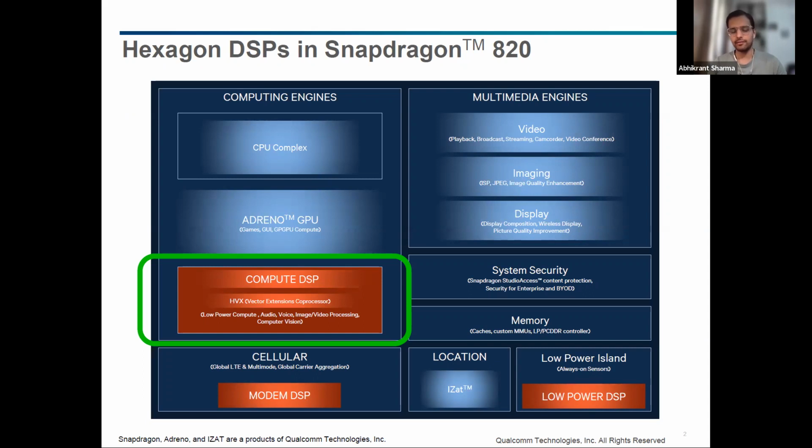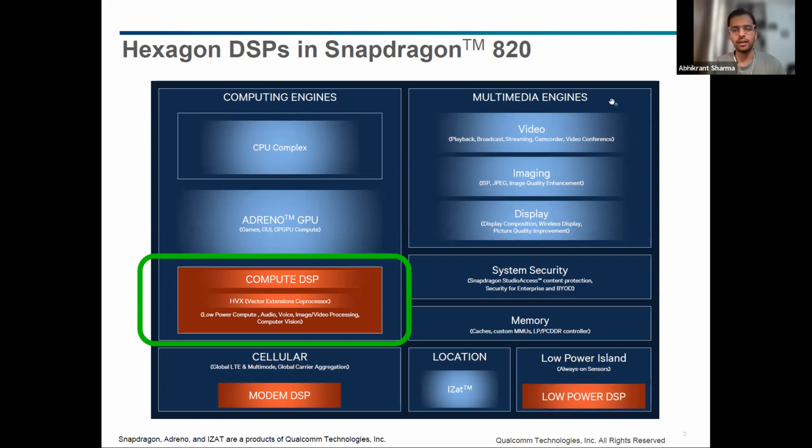Your mic, which takes an input for, let's say, an "Okay Google" kind of a keyword, remains always on. It cannot be powered off. So for such kind of sensors or such applications, the Hexagon DSP is also used.